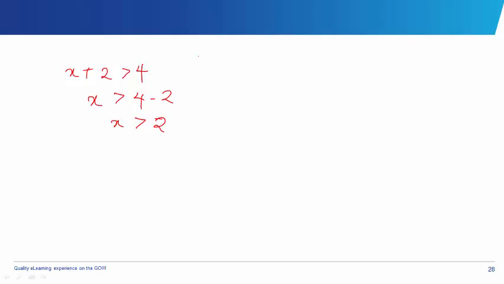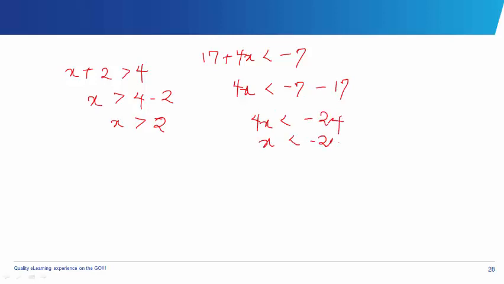Let's take another example. 17 plus 4x is less than minus 7. So 4x is less than minus 7 minus 17. 4x is less than minus 24. Therefore, x is less than minus 24 divided by 4. And x, therefore, will be less than minus 6.